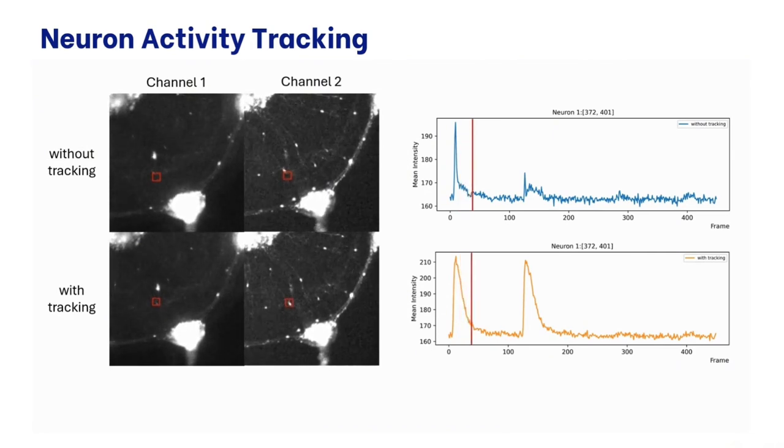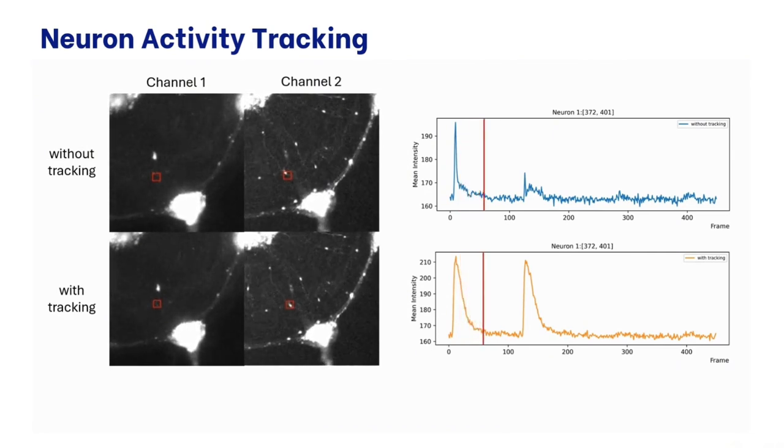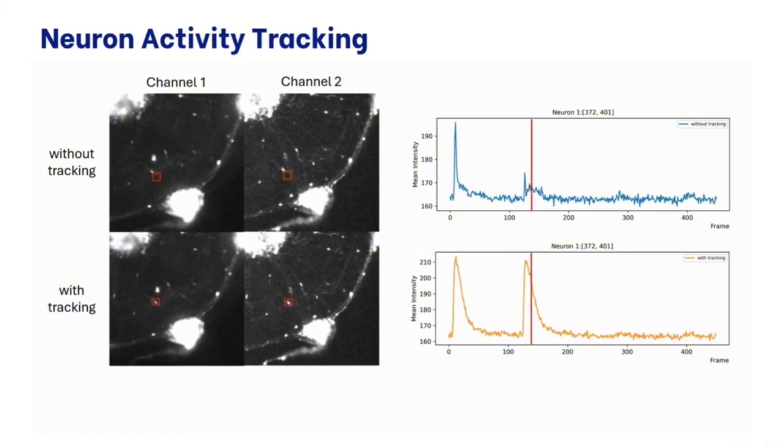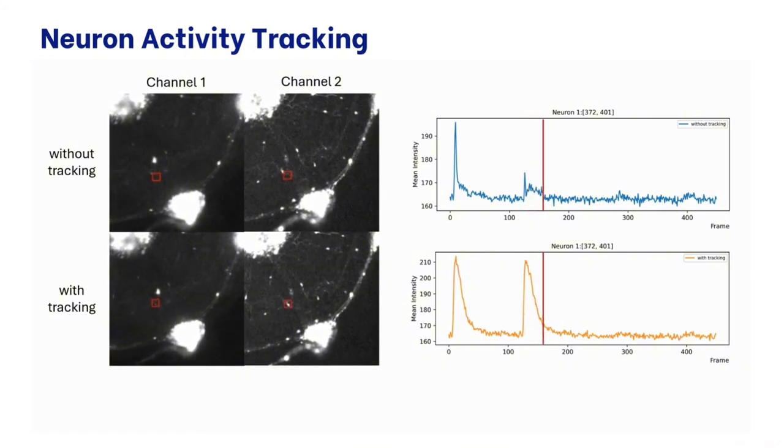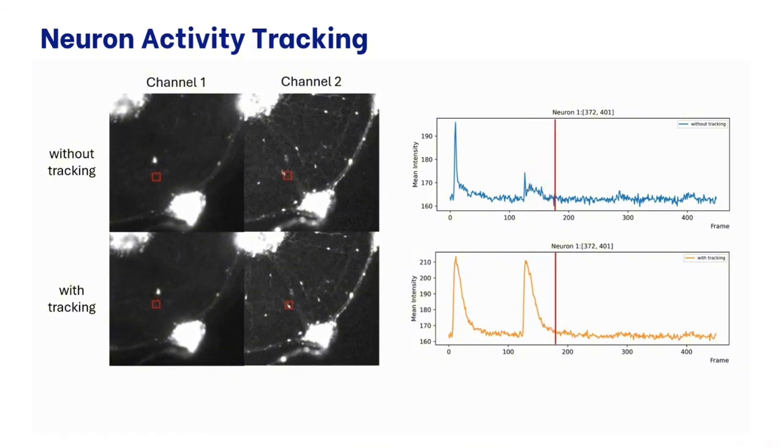However, because neurons can move significantly, this fixed area approach fails to provide accurate measurements. To overcome this, we use a two-channel tracking method. Channel 2 allows us to track the neuron's location, while Channel 1 measures the intensity. By dynamically tracking the neuron's position, we can get a more precise measurement of its activity.